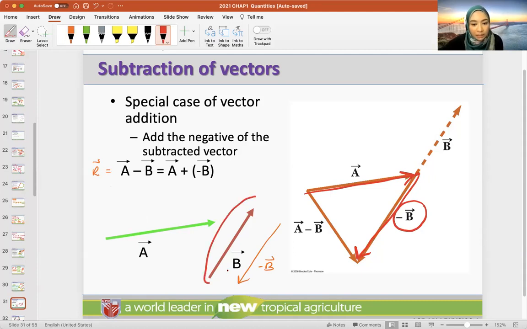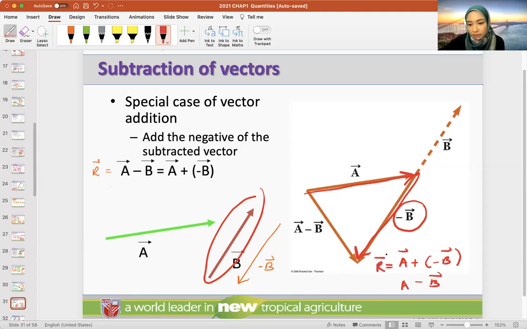Don't put this thing in. Don't put positive B. You have to put in the negative B. So when you put in the negative B, you are basically doing this: A plus minus B. Okay, it's the same thing. But of course, it becomes A minus B. So this is what you're trying to do.